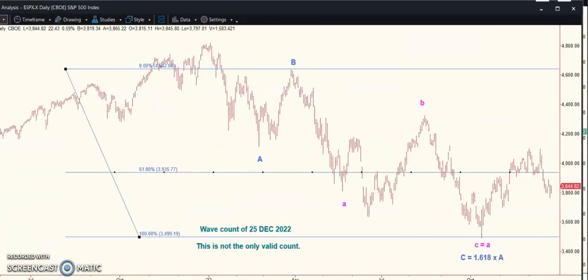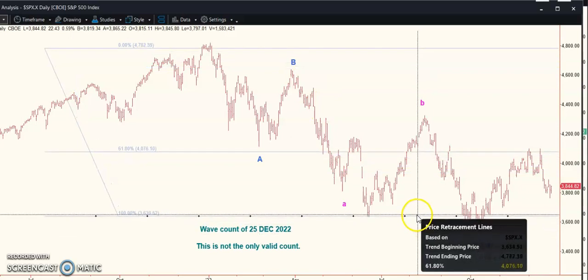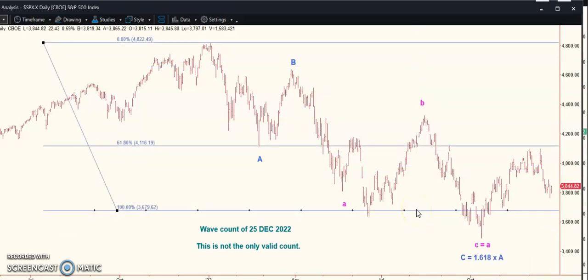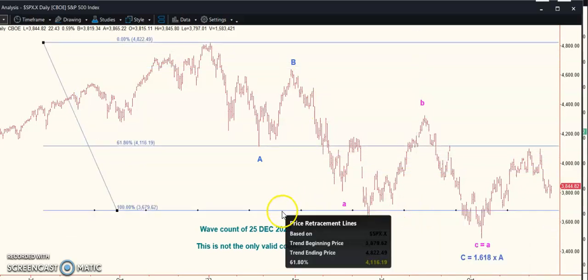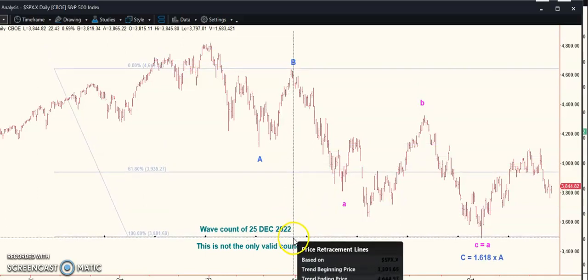Well, here's an alternative daily count. You can have an ABC. It's a pretty simple count. Here's your C. C was equal to 1.618 times A, plain and simple.